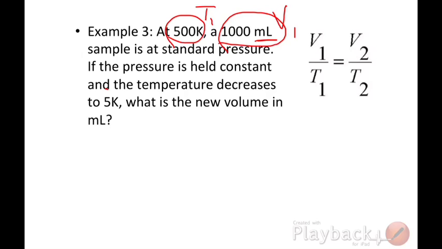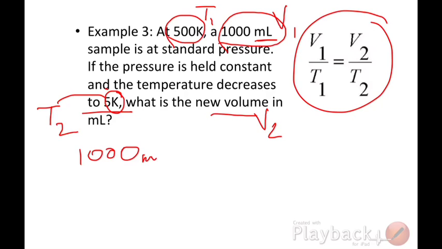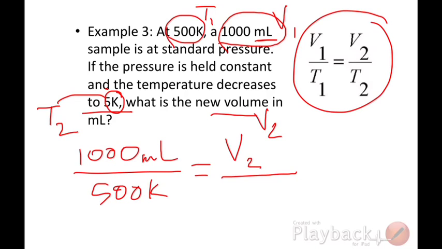That allows us to use Charles's law. If we didn't have pressure constant, we couldn't use this equation. So that's good. The temperature decreases to 5 Kelvin. So this is T2. What is the new volume? That's what we don't know. Great. So 1,000 milliliters over 500 Kelvin equals, we don't know, V2 over 5 Kelvin.